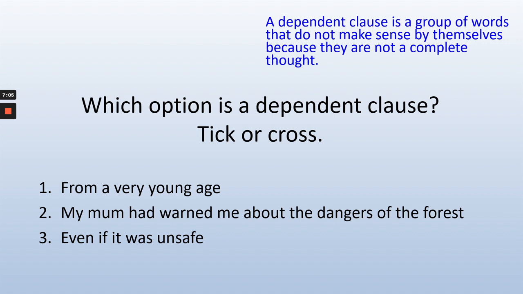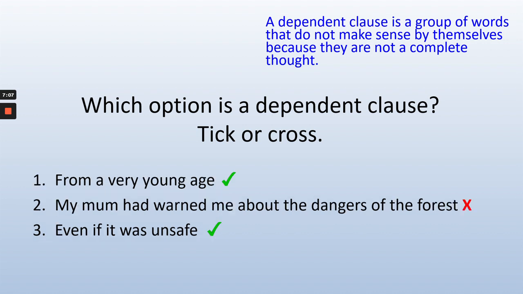Well done for completing that question. Let's see how you went. From a very young age, even if it was unsafe, they're both dependent clauses. They don't make sense by themselves because they're not a complete thought. My mum had warned me about the dangers of the forest. That is a main clause. That makes sense by itself. So number 2 is not a dependent clause.